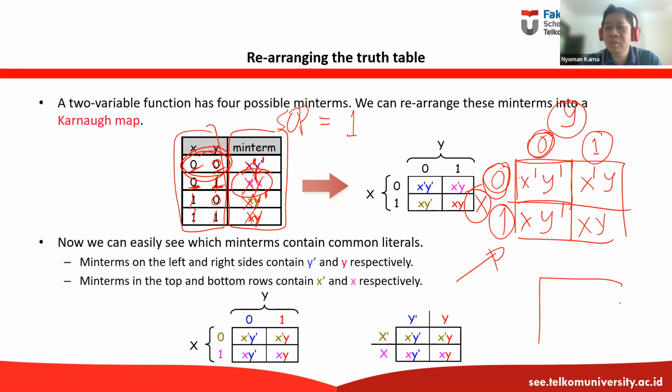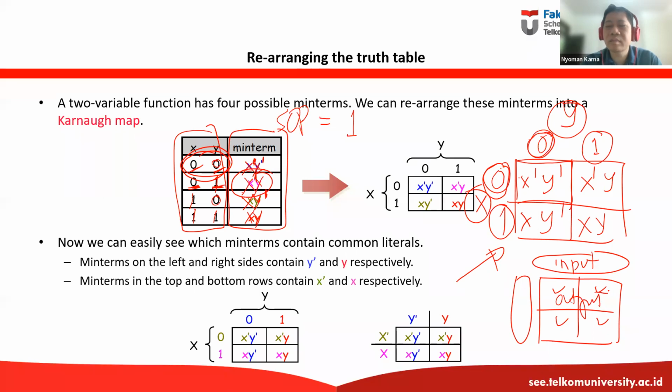So in Karnaugh map, these are the input and these are the output. Remember that. So this is the input. These are the output. Min term is the output. We can have x naught, y naught, x naught, y, x, y naught, and xy.